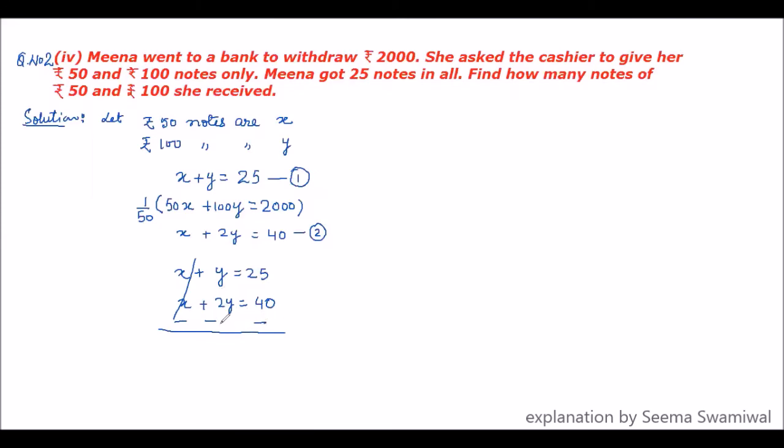So minus 2y, when you subtract plus y from it, you will be left with minus y. And this is minus 40. When you subtract, you will get minus 15. This minus and minus will get cancelled. Therefore, you got y = 15.